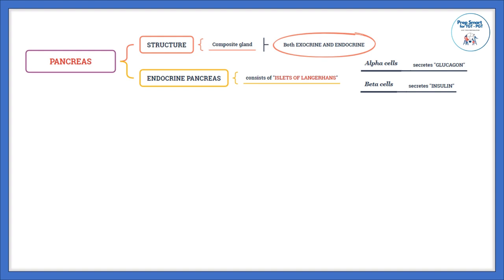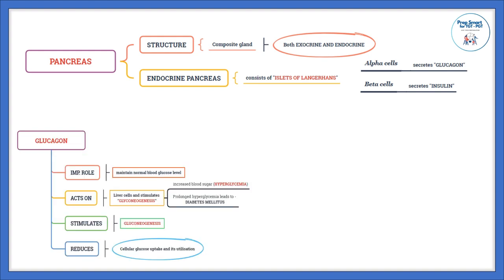There are about 1 to 2 million islets of Langerhans in a normal human pancreas. It represents only 1 to 2% of the pancreatic tissue. The two main types of cells present in the islet of Langerhans are called alpha cells and beta cells. The alpha cells secrete glucagon hormone and beta cells secrete insulin hormone. Both of these hormones are peptide hormones which play major role in maintaining the normal blood glucose levels.